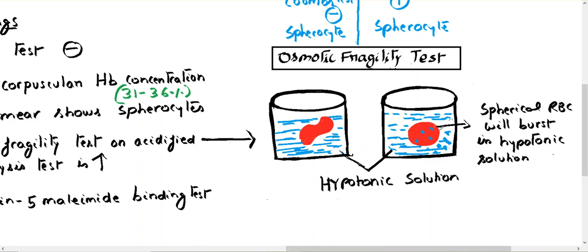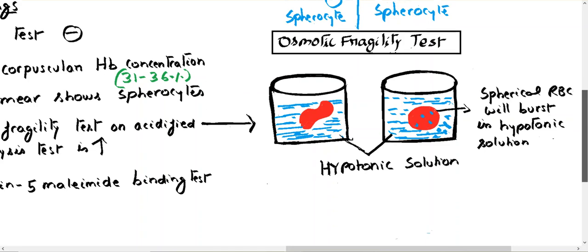Unlike the rigid RBCs in hereditary spherocytosis, when they are put in a hypotonic solution, there is no space to enlarge and they burst. So that's the osmotic fragility test.